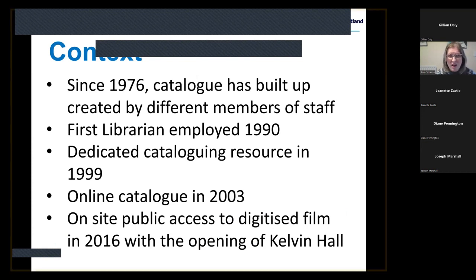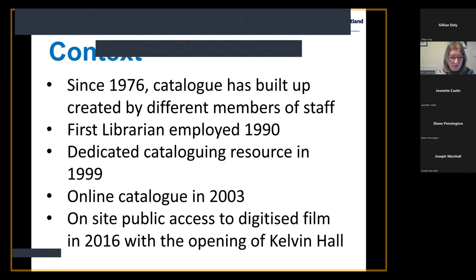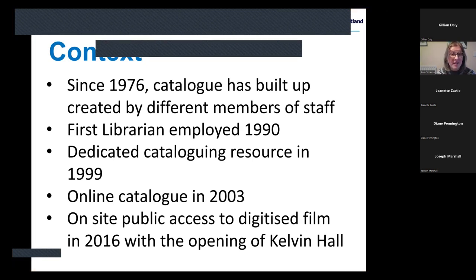There was a card catalogue that was developed in the 70s. As I say, people from Scottish Television would have contributed to the descriptions, technical staff, curatorial staff, academics, a lot of different voices involved. So that's quite an interesting period because the way that the descriptions would have built up would have been quite different. The first librarian came in the 90s, but the real cataloguing jobs didn't really start until the late 90s.